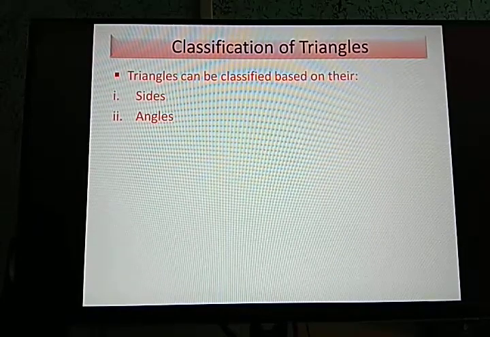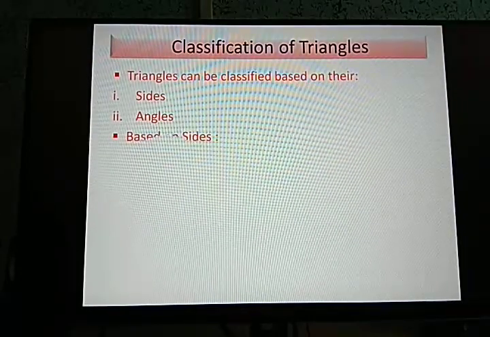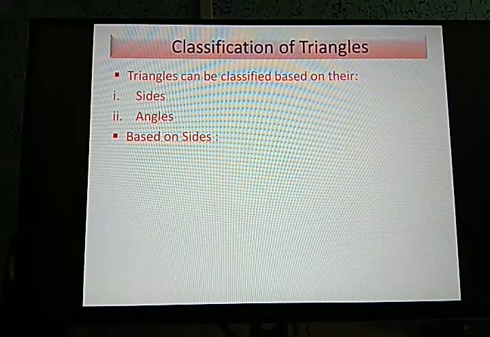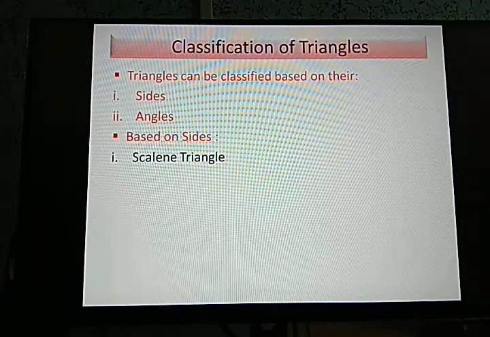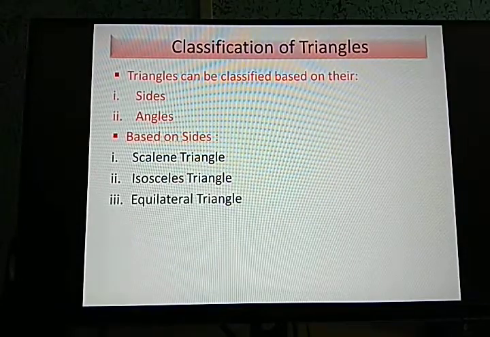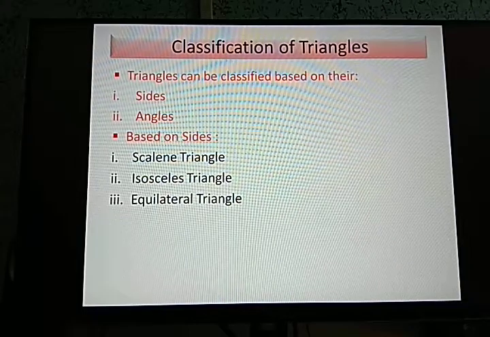So let us see how many types we can classify based on their sides. Based on their sides, we can classify them into three types. Number one, scalene triangle. Number two, isosceles triangle. And number three, equilateral triangle. We will discuss in detail in our upcoming slides.